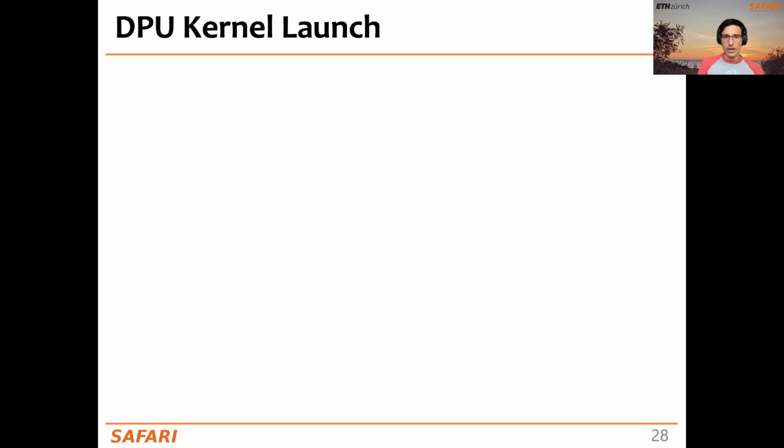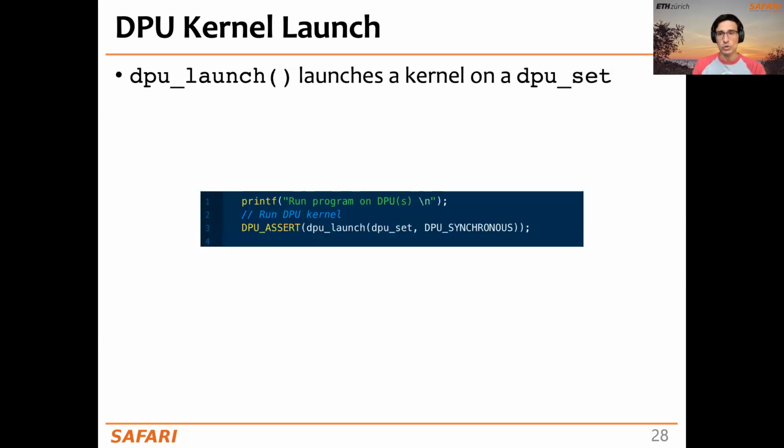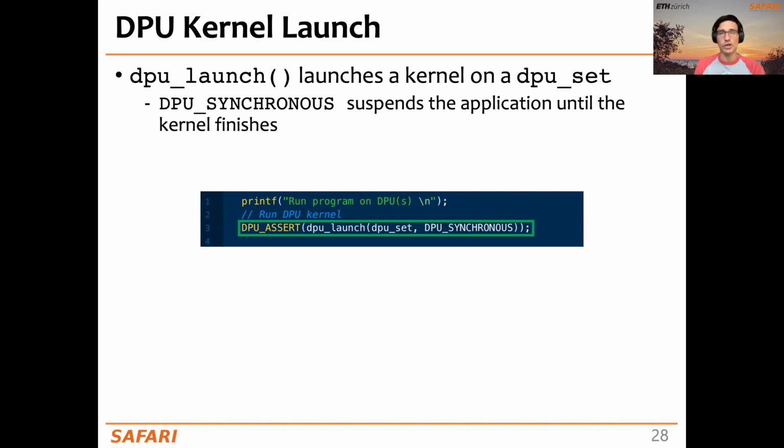So now we know how to allocate a DPU set, how to load the program onto the DPU's IRAM, and how to do these transfers between the host main memory and the PIM-enabled memory. Now it's time to launch the DPU kernel, the code that is going to run on the DPUs. To do so, we use dpu_launch, which launches a kernel on a DPU set. There are 2 ways of launching this kernel. The first one is synchronous. This means that the host application is going to be suspended until the DPU kernel finishes.